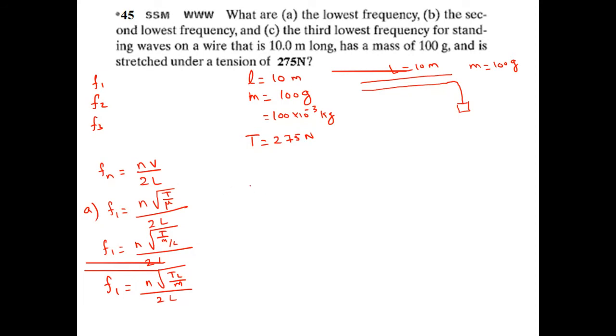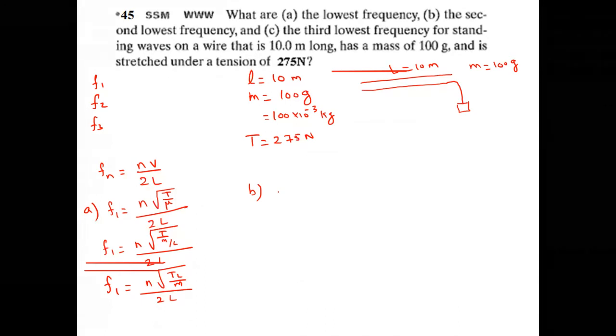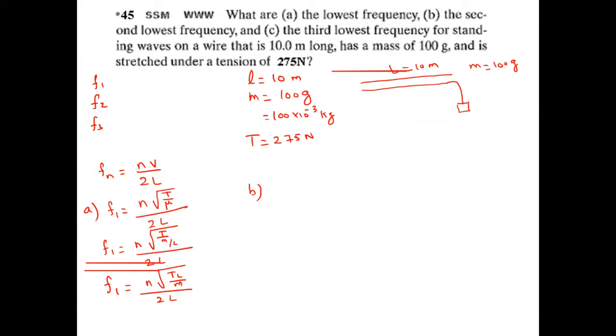Okay. Likewise, for part B, what are you going to do? You are going to substitute n equal to 2. If you want to make your life easy, I can write F2 equal to 2 multiplied by F1. So directly you can find the answer, no need to go through the steps again. And then for the third part, F3 is equal to 3 times F1.